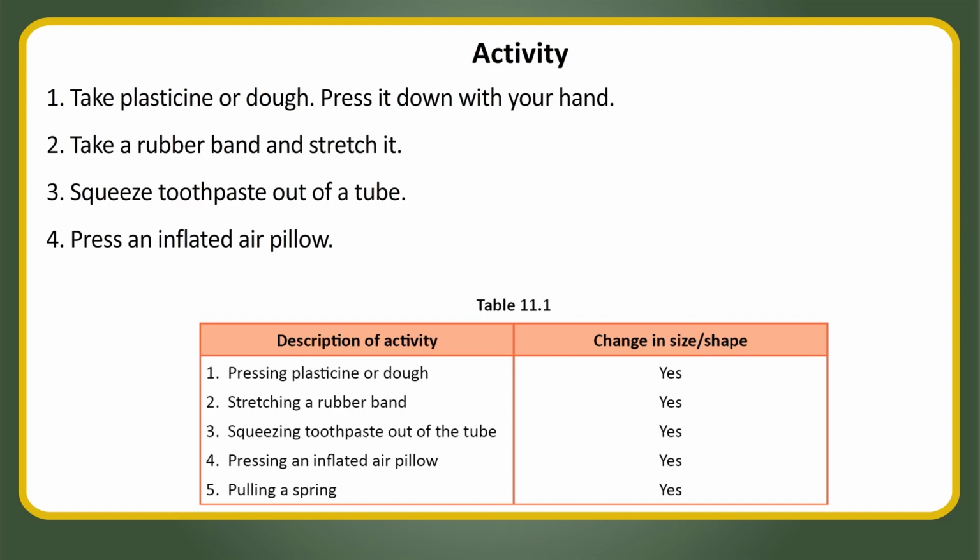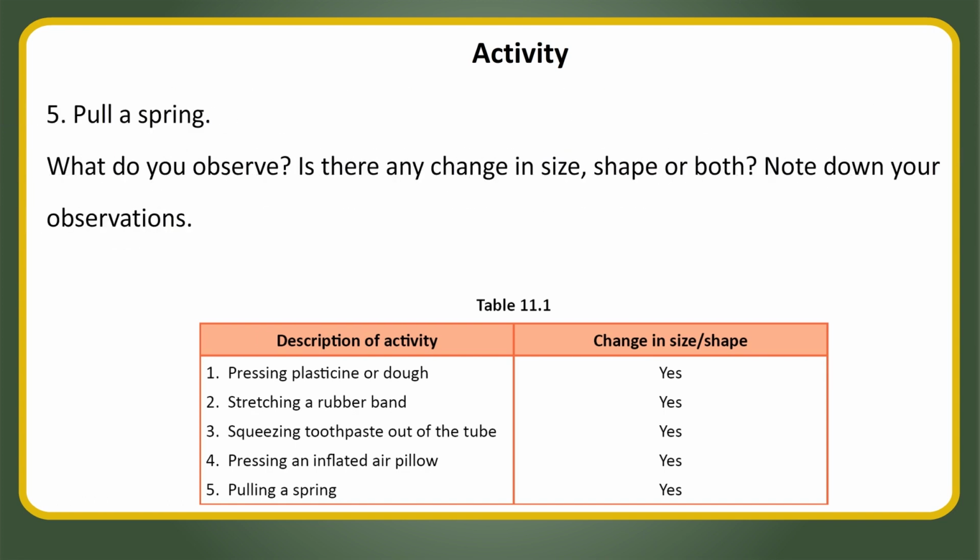Activity. 1. Take plasticine or dough. Press it down with your hand. 2. Take a rubber band and stretch it. 3. Squeeze toothpaste out of a tube. 4. Press an inflated air pillow. 5. Pull a spring. What do you observe? Is there any change in size, shape or both? Note down your observations.